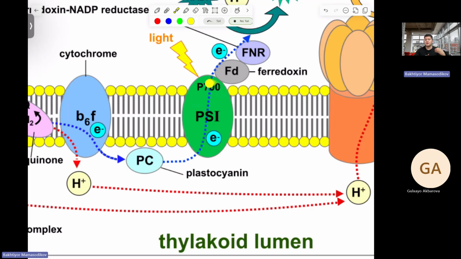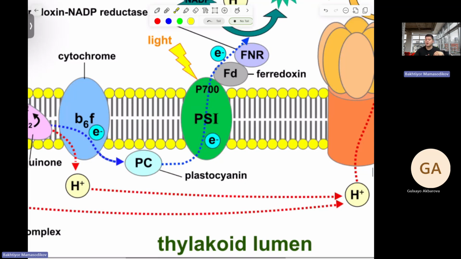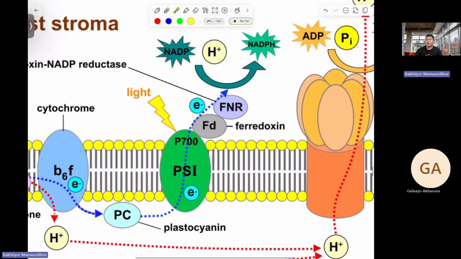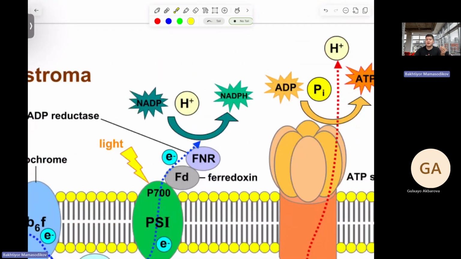The electrons get re-energized and pass through the ferredoxin. You don't have to know about the ferredoxin. And in step 4, they form the NADPH. The enzyme is called FNR, as you can see, the ferredoxin NADP plus reductase. This catalyzes NADP into NADPH. This NADPH will be used in the Calvin cycle next, okay?